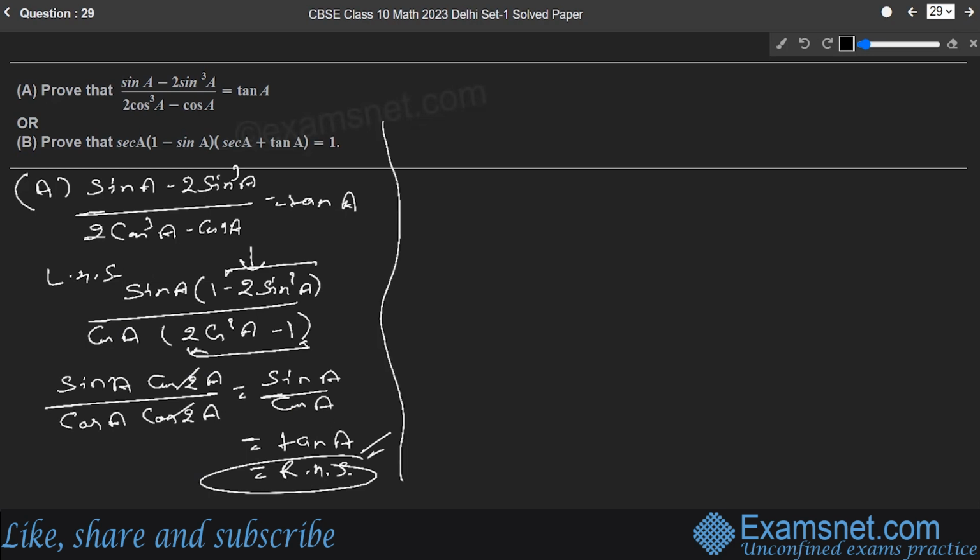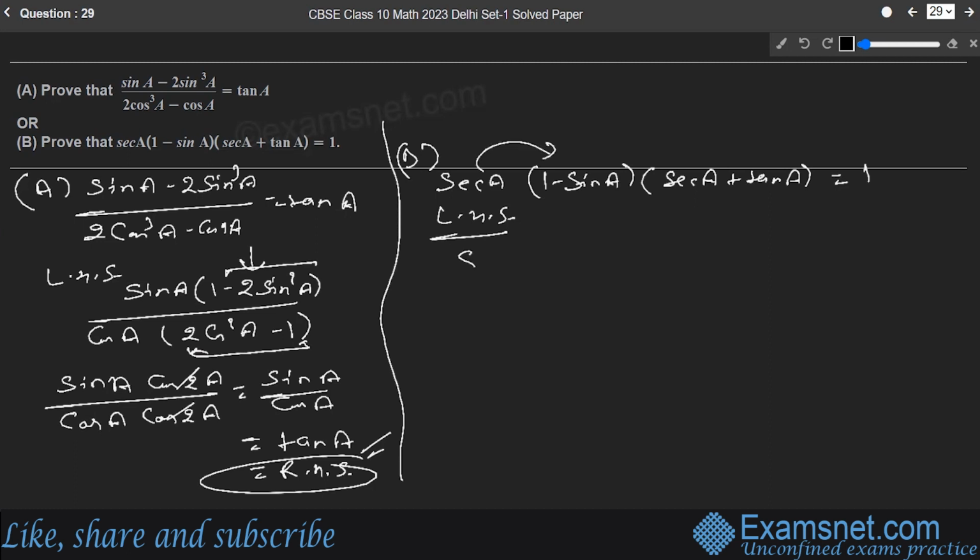Let us have the B part of the same question. What is there in the B part? Prove that sec A multiplied by 1 minus sine A, multiplied by sec A plus tan A, is equal to 1. So let us take the left hand side only. We can multiply the terms inside. If we multiply, we get sec A minus sec A sine A. This is the first term, multiplied with sec A plus tan A. That is the left hand side.